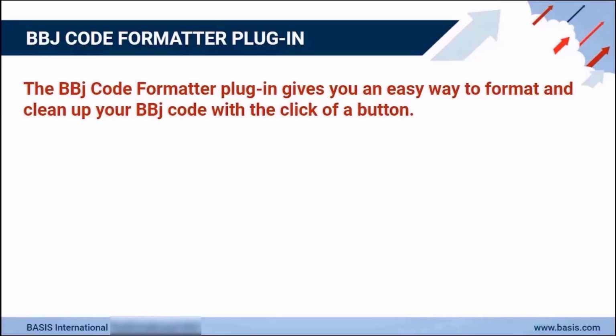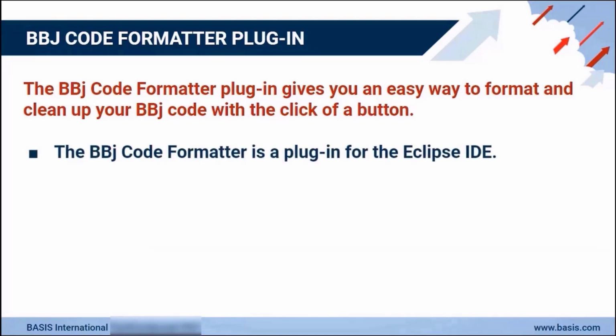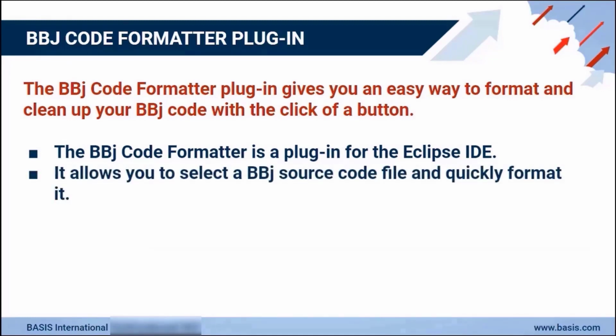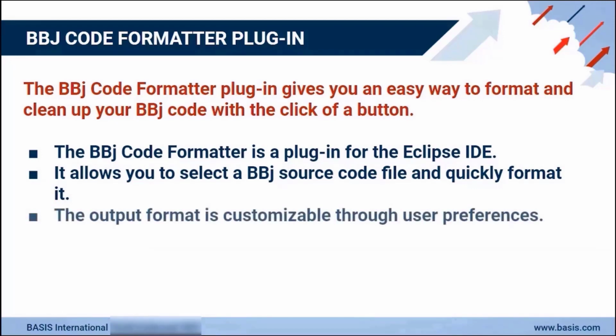What it actually does is give you a one-button click way to reformat code that you have open in an editor. The BBJ Code Formatter, again, is a plugin for the Eclipse IDE. It does allow you to select a BBJ source code file and quickly format it. The output format is customizable through user preferences, and by that we mean you get to choose a set of rules or options that the code formatter should apply to your code or not apply, as you choose.